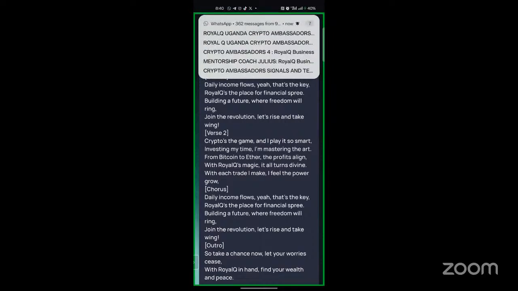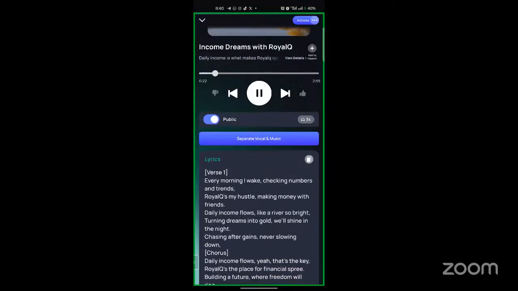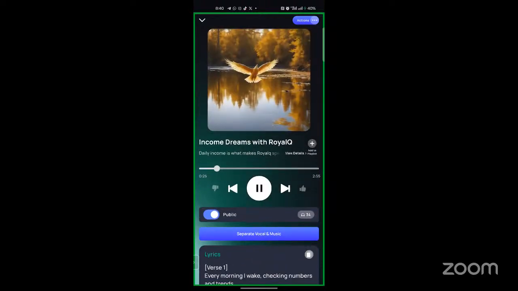Every morning awake, checking numbers and trends. Royalq's my hustle, making money with friends. Daily income flows like a river so bright, turning dreams into gold, we'll shine in the night. Chasing after gains, never slowing down. Daily income flows, yeah, that's the key. Royalq's the place for financial spree. Building a future where freedom will ring. Join the revolution, let's rise and take wing.